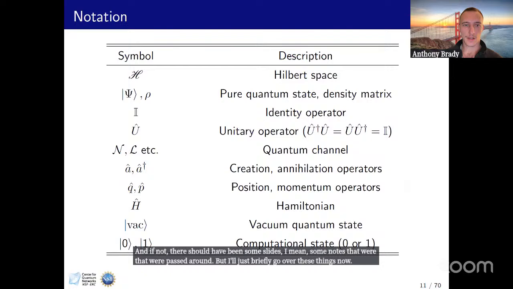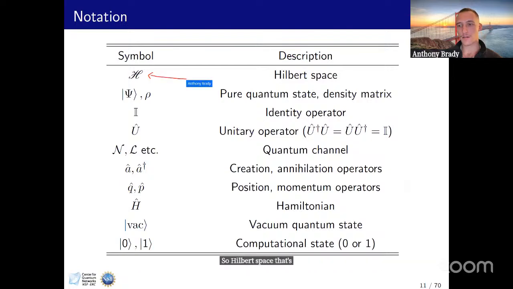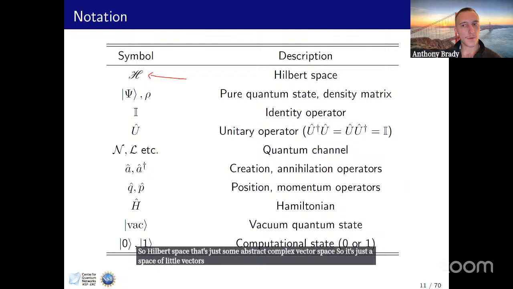So Hilbert space is just some abstract, complex vector space. It's a space of little vectors that are possibly complex, so a real number times a phase.